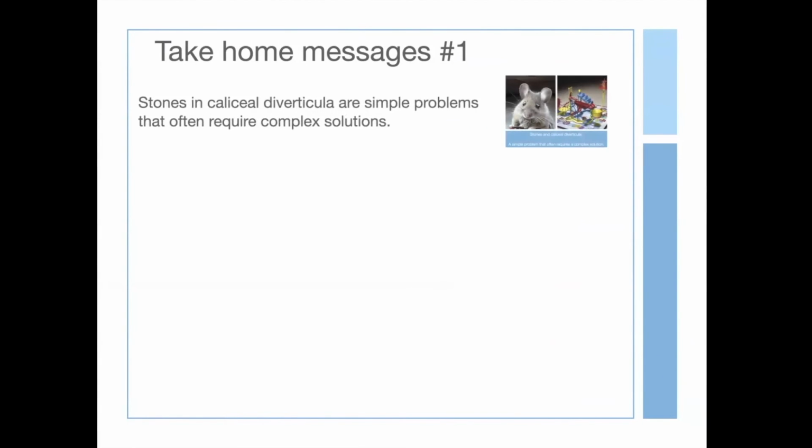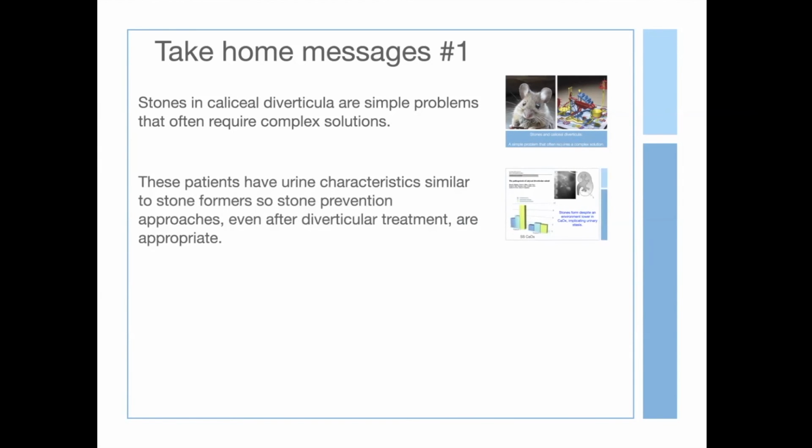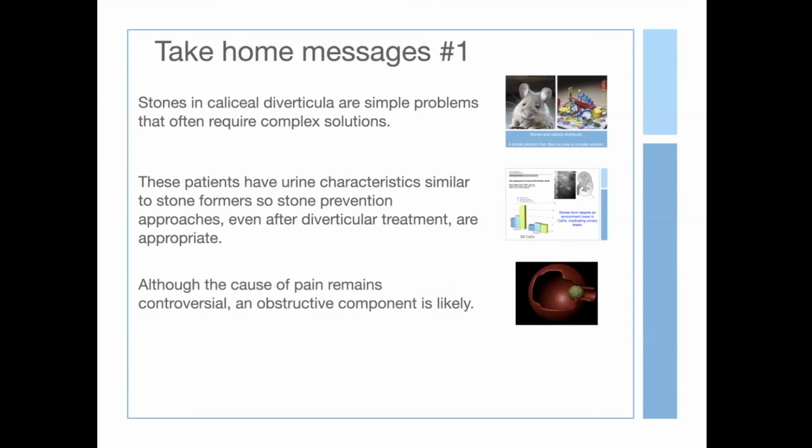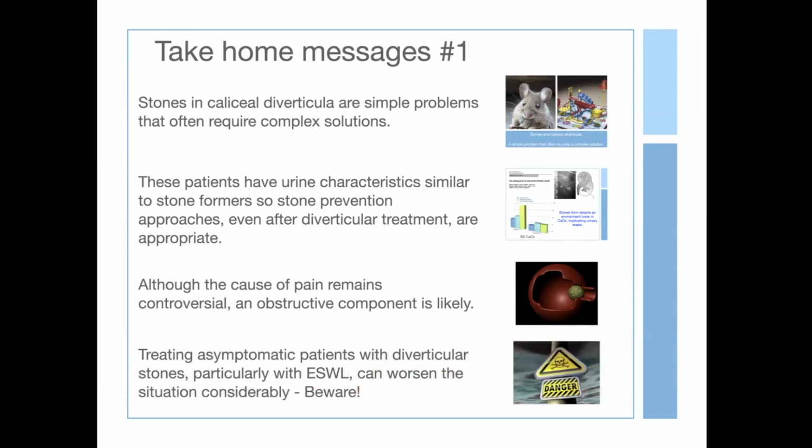So take-home messages. Stones in caliceal diverticula are simple problems that often require complex solutions. These are patients who have urine characteristics similar to stone formers, so stone prevention approaches, even after treatment, are appropriate. Although the cause of pain remains controversial, an obstructive component is likely. And watch out for treating asymptomatic patients with diverticular stones, particularly with shockwave lithotripsy, as this can worsen the situation considerably.